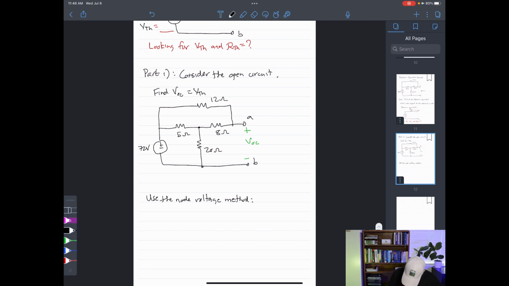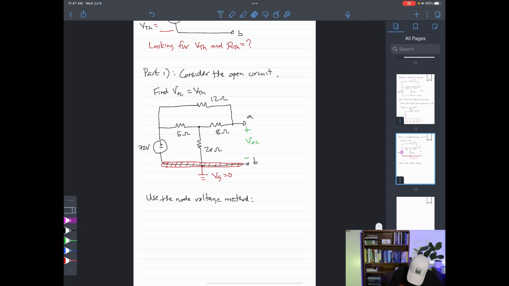So I'm going to first identify all the nodes here. There's one big node here at the bottom. I already know that I'm going to choose this node as my ground node. Then I have to take a look at the voltage sources in order to figure out which node voltages are independent and which ones are not. Notice that there's a voltage source right here.